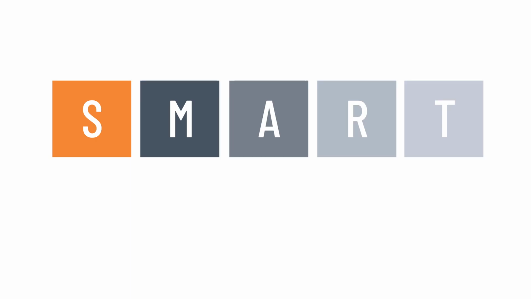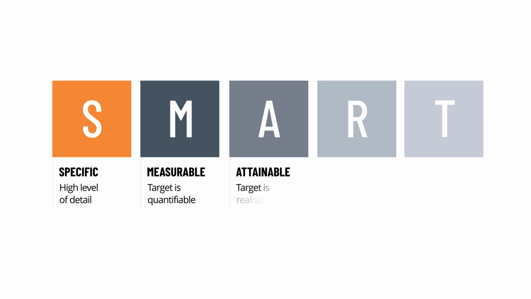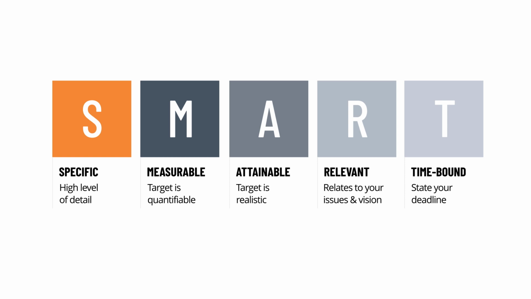SMART stands for 5 characteristics, and they are specific, so making sure you include as much detail as possible; measurable, and this can be quantitative, which is numeric, or qualitative, which is the stories that you tell. They should be attainable, so realistic. They should be relevant, and that's relevant to your organisation's mission and your organisation's policy and your organisation's issues. And they should be time-bound, with a deadline for completion.